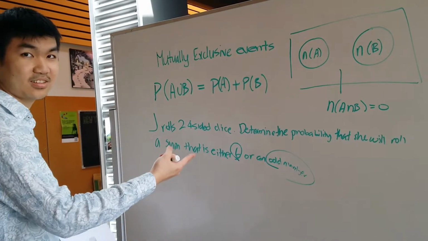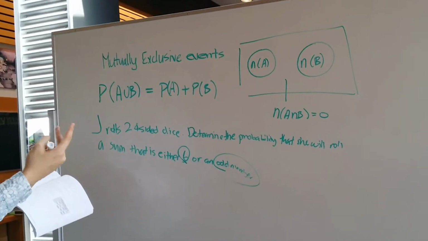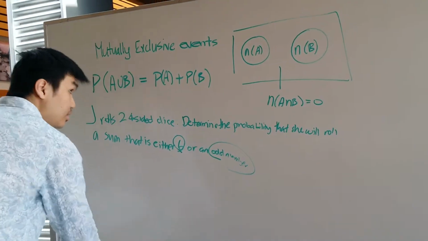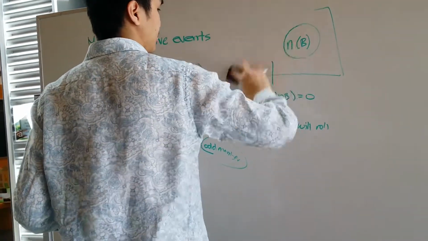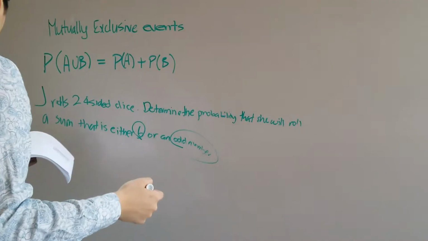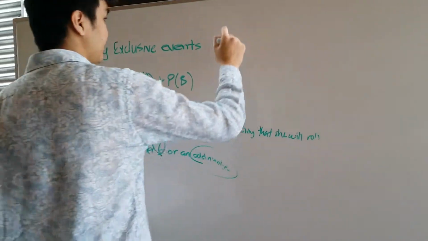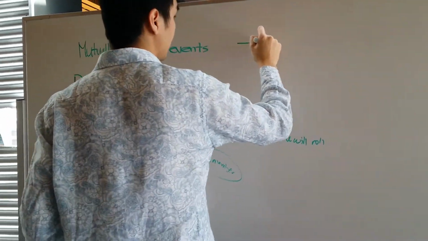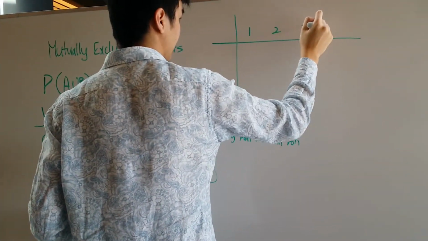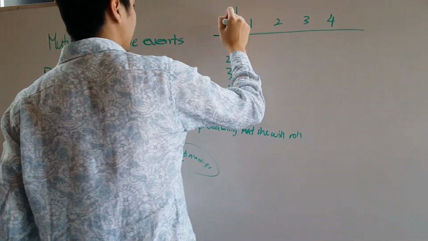And just film the board. Yeah. So step 2: you have to make a table of possible sums. Make a table of possible sums when a pair of 4-sided dice are rolled. So we have 1, 2, 3, 4 and 1, 2, 3, 4. Add them together.